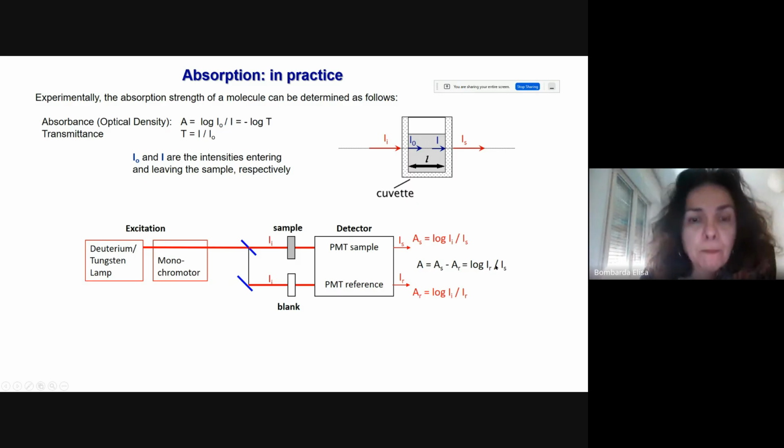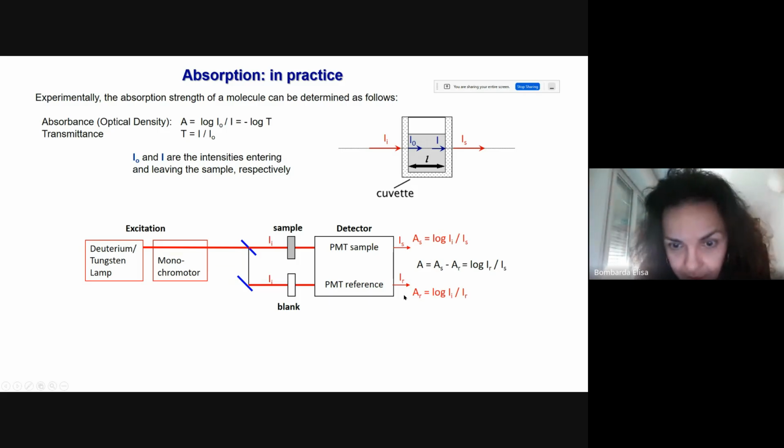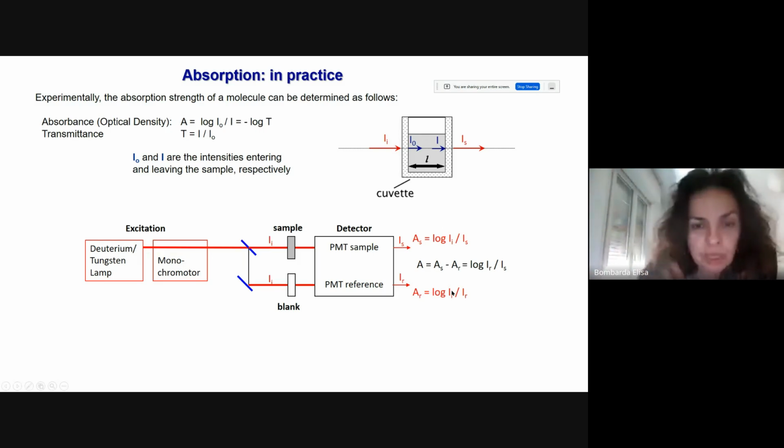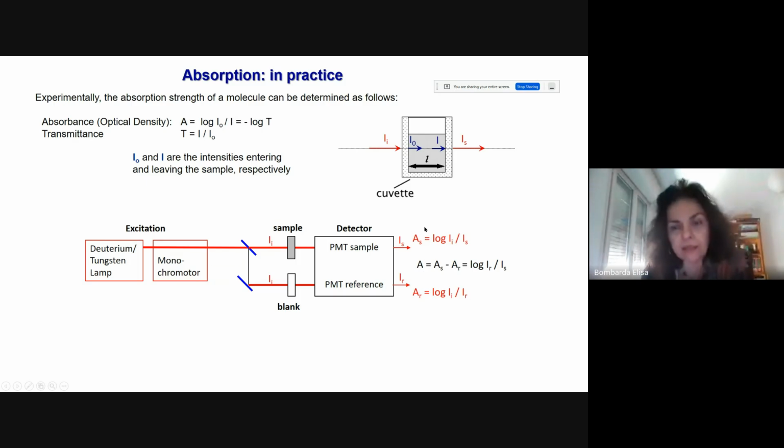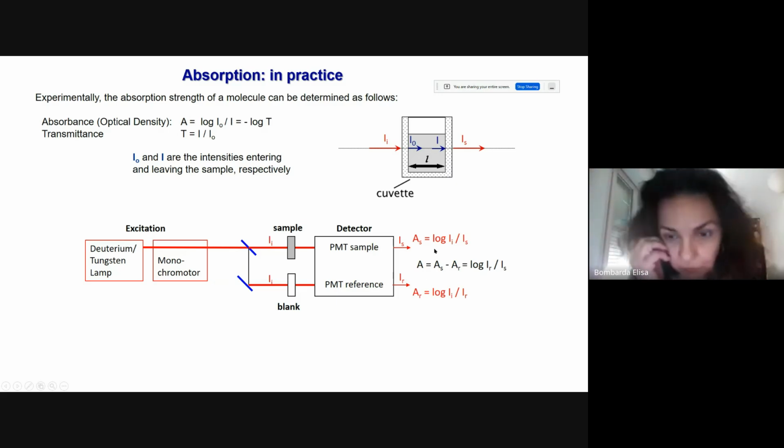If you have a mono beam spectrophotometer, you have to measure the reference first, so the cuvette containing the solvent, and then you measure the sample, the cuvette containing the solution, and then you make the difference between the two.